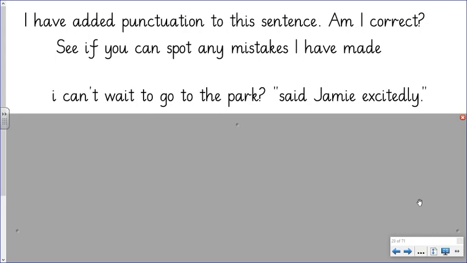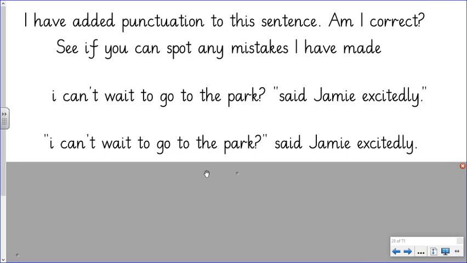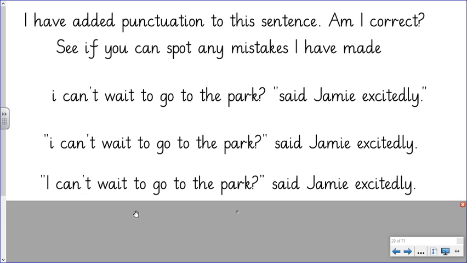No, I've not. So first of all, I have put the inverted commas around the incorrect part of the sentence. The inverted commas need to go around what Jamie is saying. And Jamie said, "I can't wait to go to the park." So let's move the inverted commas to the correct bit. What other mistakes have I made? Yep, I've not got a capital letter at the start of the speech, and we always need to include that. And I think there might be one more mistake that I've done.